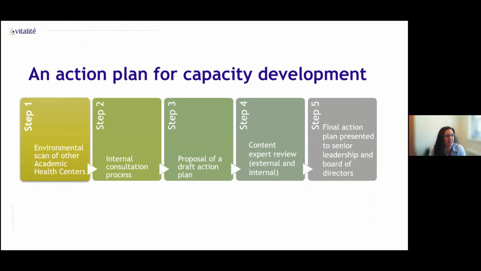I'm just summarizing quickly the different steps, but I need to put the emphasis on the fact that we really did take a lot of time doing an environmental scan of what other academic health centers look like. We did an extensive internal consultation process. We also then solicited expert content review from external reviewers and internal reviewers before we actually came up with a plan that we presented to senior leadership and board of directors for our organization. So to say that we really worked hard on getting buy-in for everyone, and to make sure that we had alignment at the highest leadership level as to what we wanted to move forward to as an organization.